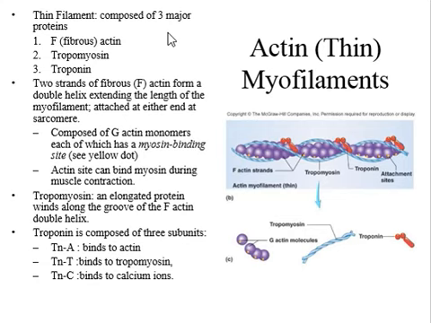And next we come to the troponin. Troponin is formed by 3 subunits: troponin I, troponin T and troponin C. Troponin I binds to actin, troponin T binds to tropomyosin, and troponin C binds to calcium ions.